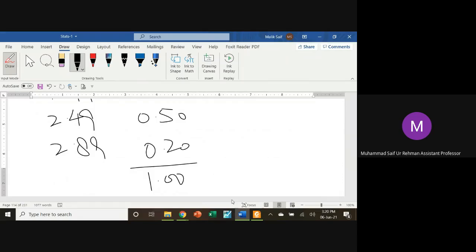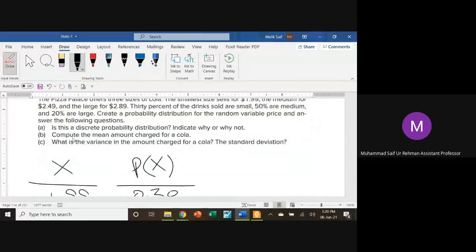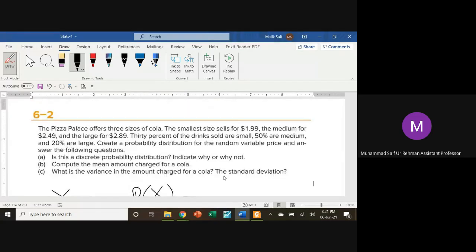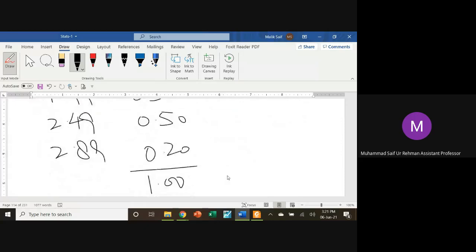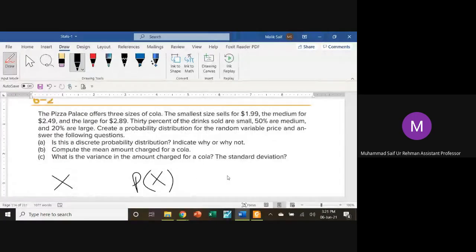Okay, so now you are interested in answering the questions because you have written the table. Is this a discrete probability distribution? Indicate why or why not. You will say yes, it is a discrete probability distribution. Why?